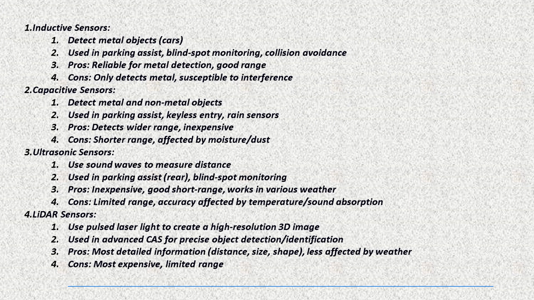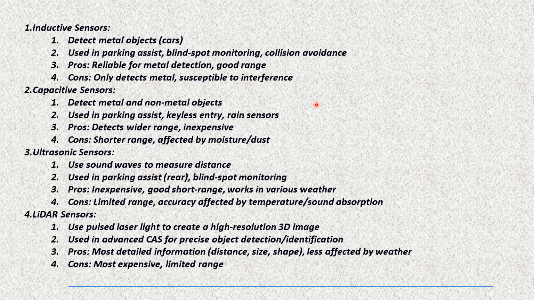In this slide, we are going to see different kinds of proximity sensors. Type 1 is inductive sensors. These can detect metal objects, but they can't detect non-metallic objects. This is the problem with them. These have a very good detection range, but they are susceptible to interference.